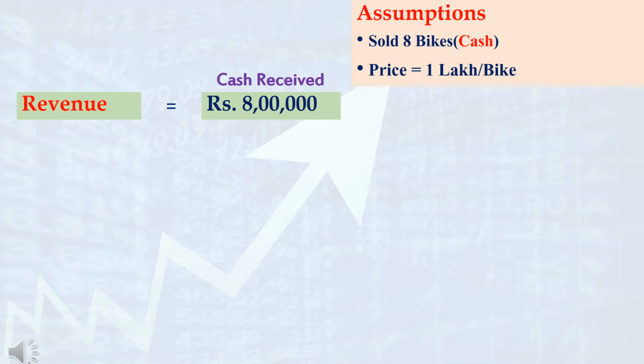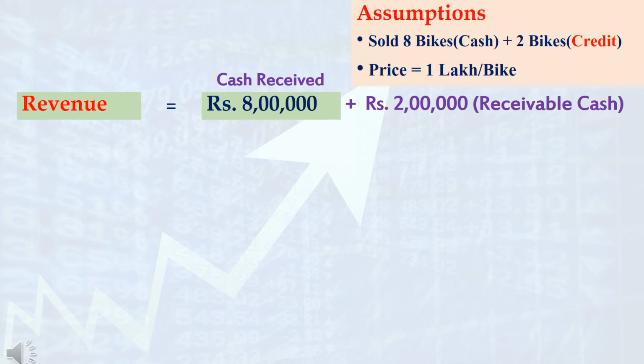Practically, if the company says they sold 10 bikes and so their revenue is 10 lakh rupees, from this we should not conclude that the company has 10 lakh rupees cash in hand, because they might have sold on a credit basis also. We can take the previous example in another way. Let me assume that the company sold 8 bikes for cash, so the company will have 8 lakh rupees in hand. Let me assume the company sold the remaining 2 bikes on a credit basis. Credit basis means the customer will pay the amount later, maybe after 1 year or 2 years. So for the company, 2 lakh rupees will be receivable cash.